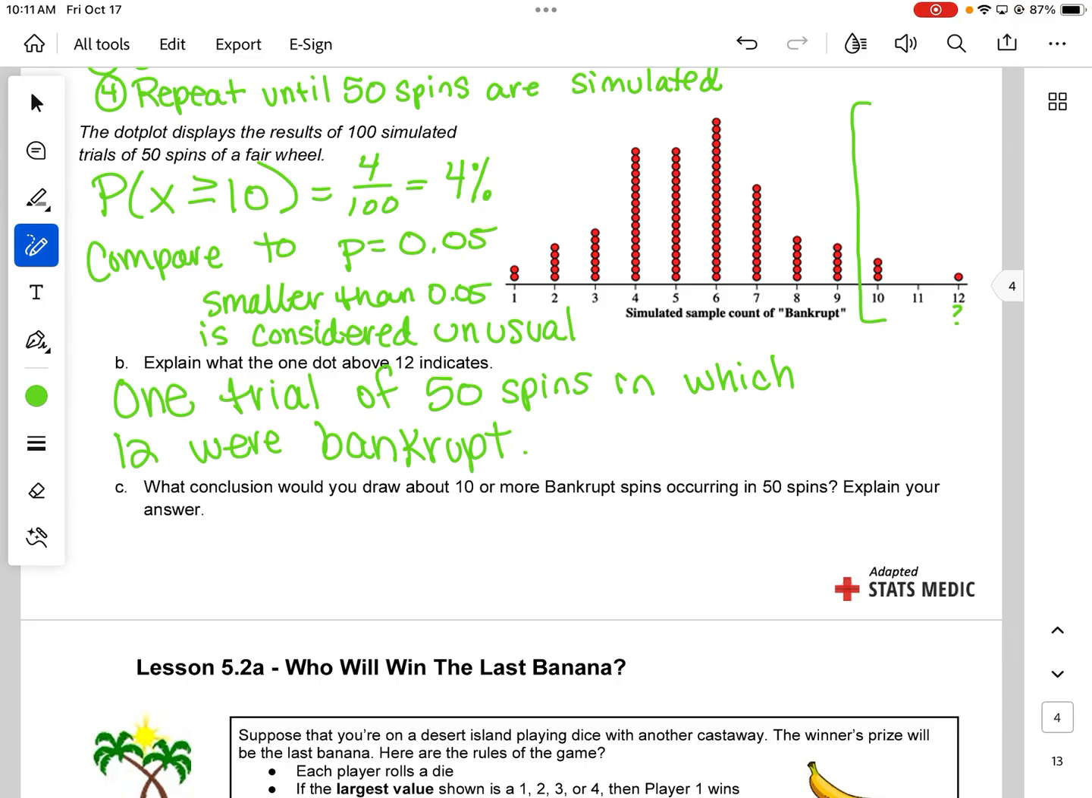So C is going to be our conclusion. We have to write a little bit, so write small. It says, what conclusion would you draw about 10 or more bankrupt spins occurring in 50 spins? Explain your answer.